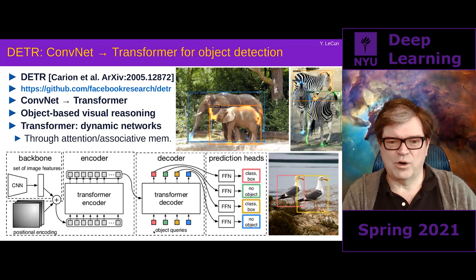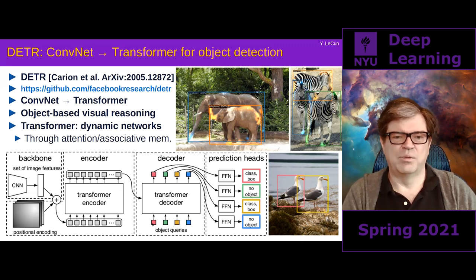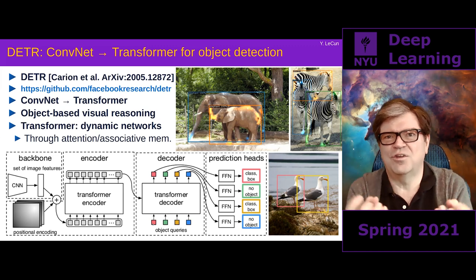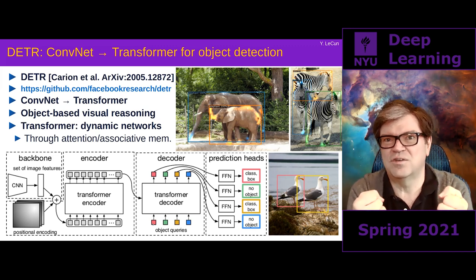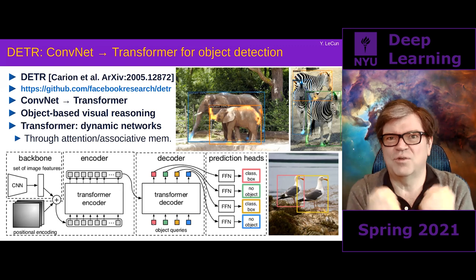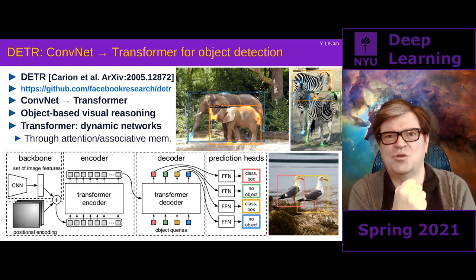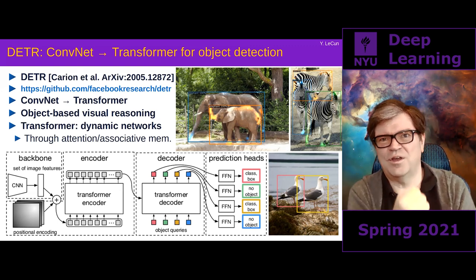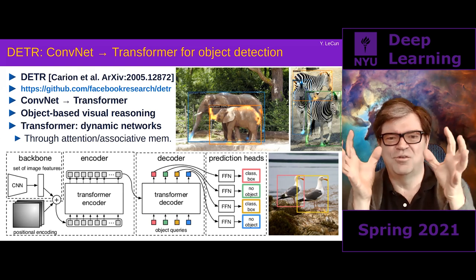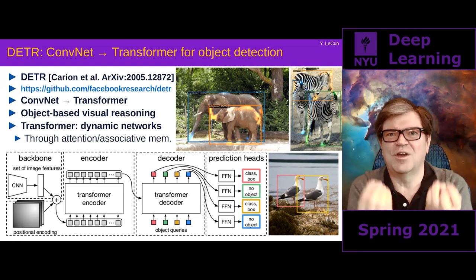And you put object queries in it. So those are fixed vectors that are learned. You can think of them as weights, actually, that are learned by gradient descent. But from the point of view of the transformer, they actually are inputs. They are like input embeddings. But they are learned through gradient descent, right? So they are used as parameters. They're learned as parameters. But for a transformer architecture, they look like inputs.